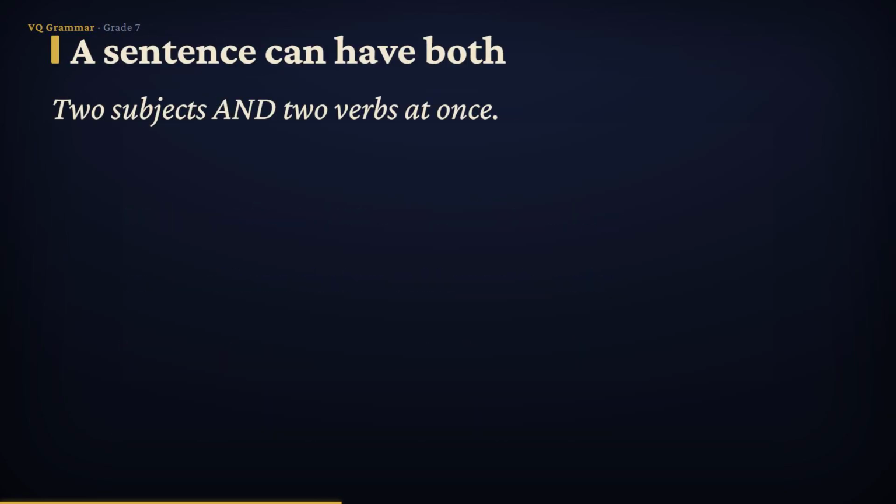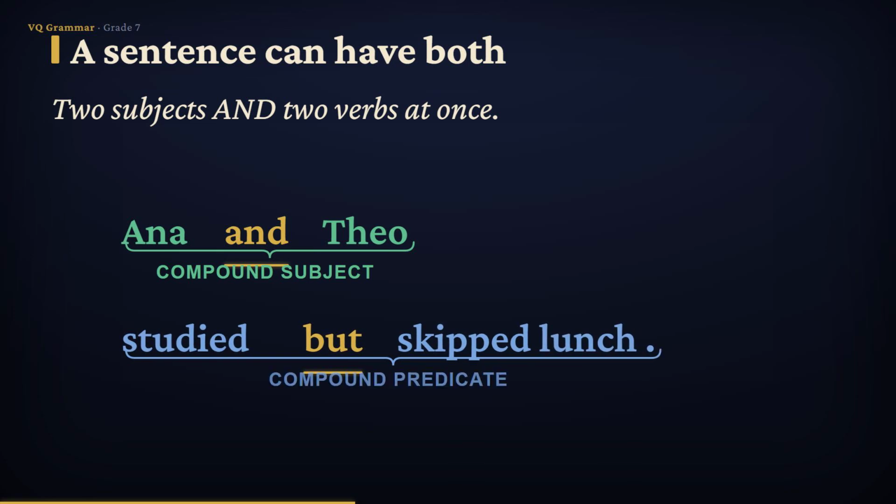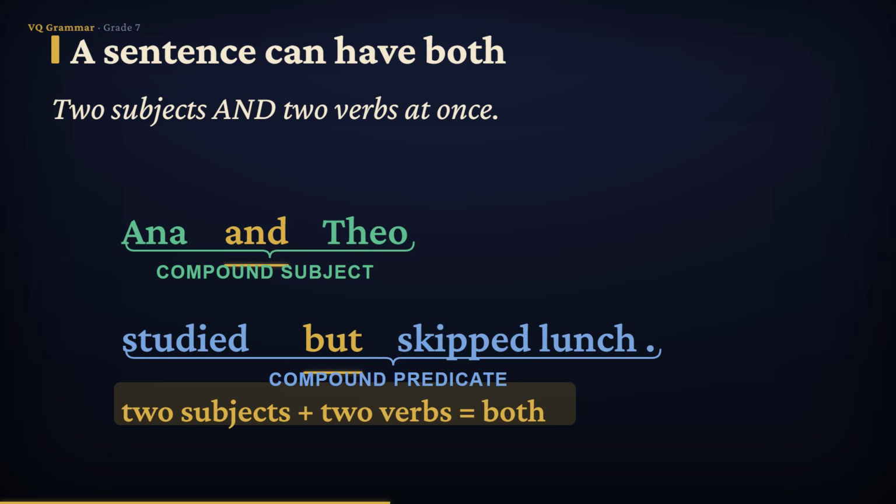Here's a neat twist to keep in mind. A single sentence can carry both at once. Anna and Theo studied, but skipped lunch. Look at the front. Anna and Theo. That's two subjects, a compound subject. Now look at the action, studied, but skipped. That's two verbs, a compound predicate. Two subjects and two verbs, packed into the very same sentence. When that happens, the answer is simply both.